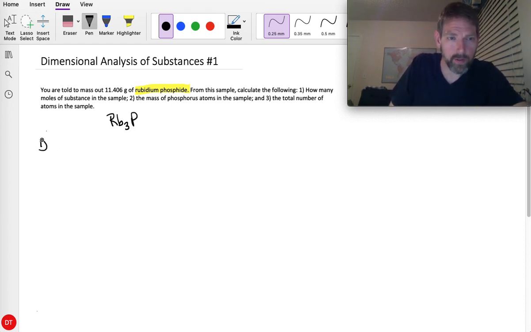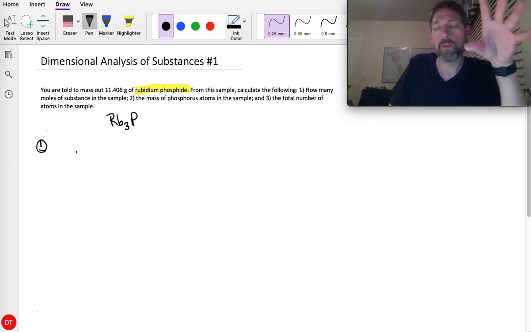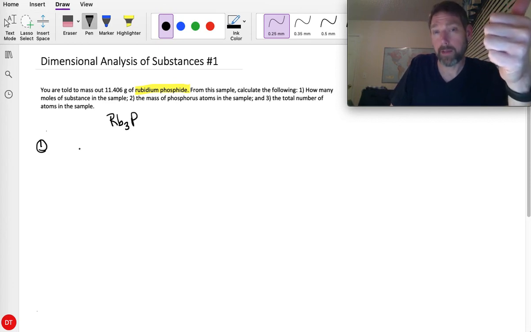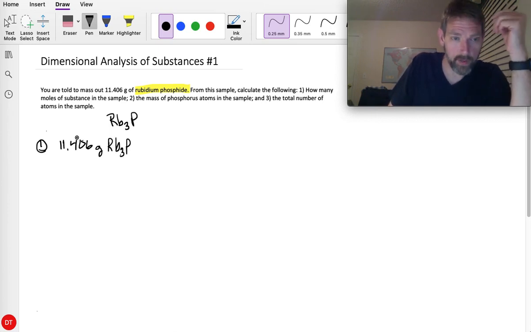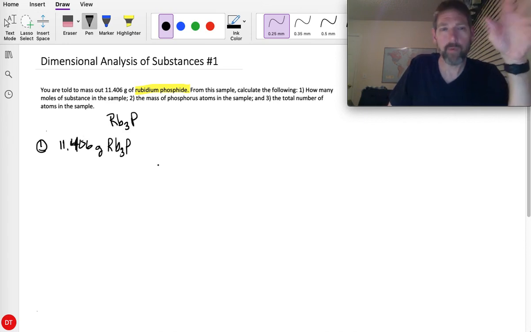So let's take a look at this. Number 1, how many moles are in the sample? Always start with what you're given, which is basically the mass of it, and then the actual substance itself. So we've got 11.406 grams of the rubidium phosphide. That kind of looks like a 4, doesn't it? There we go, that's better.